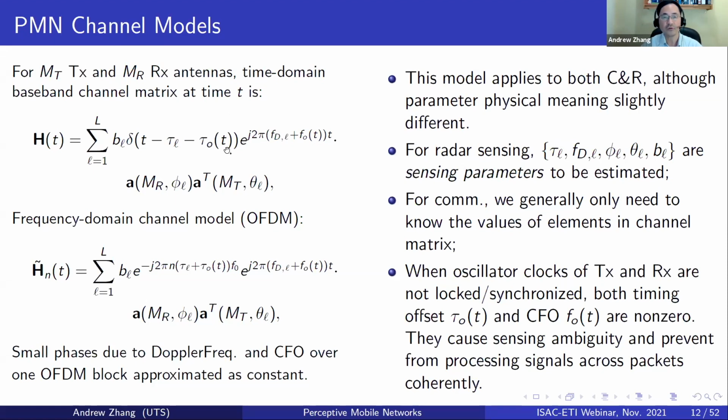But for sensing, we have to deal with these two variables carefully, because timing offset will cause ranging ambiguity, and frequency offset and timing offset are also time varying because of the instability of the local oscillator. So they change with time. In this case, they will introduce a random phase shift to OFDM symbols over some long time interval.